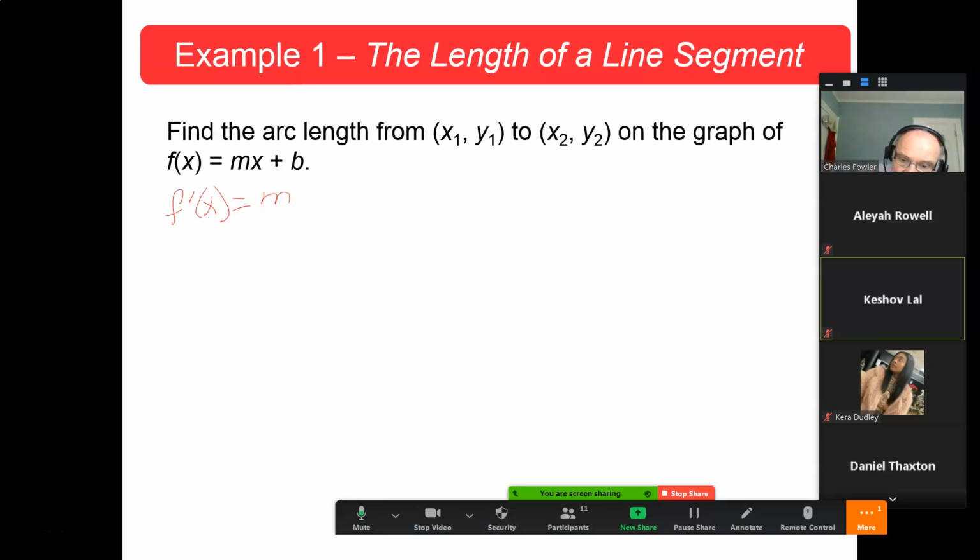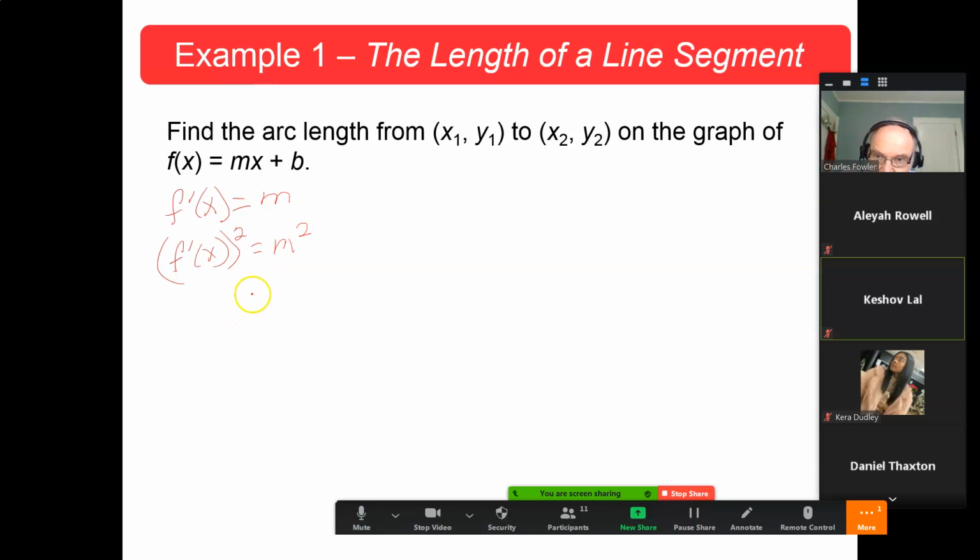You take the exponent of the x, 1, multiply it by m, which is m, reduce the exponent by 1, that becomes 0, and x to the 0th is 1, so that's just m. The derivative of b is 0. So f prime is m. But what are we going to do with that? We're going to square it. f prime of x squared is then simply m squared.